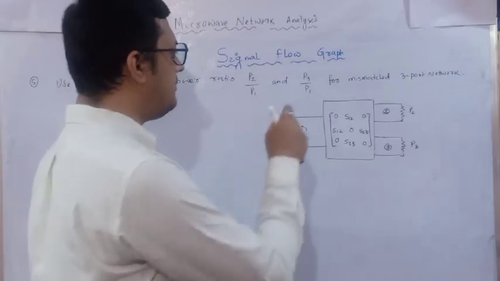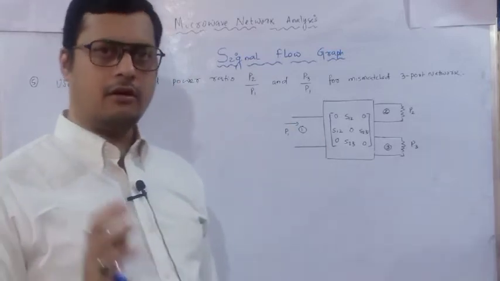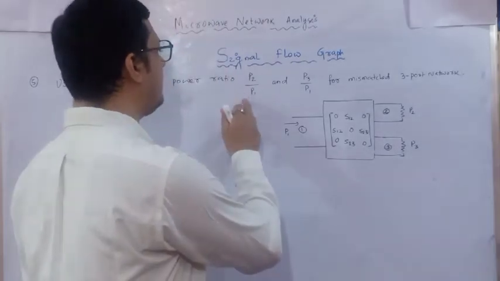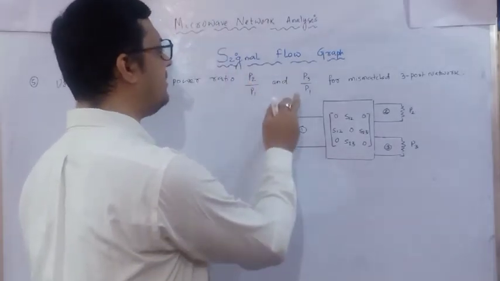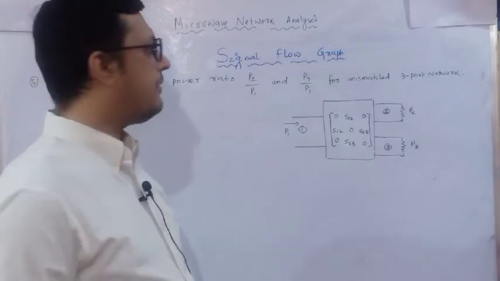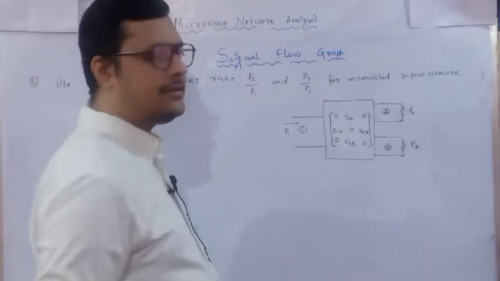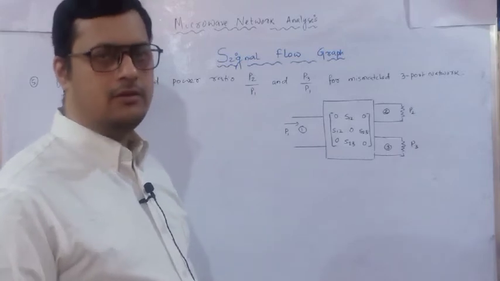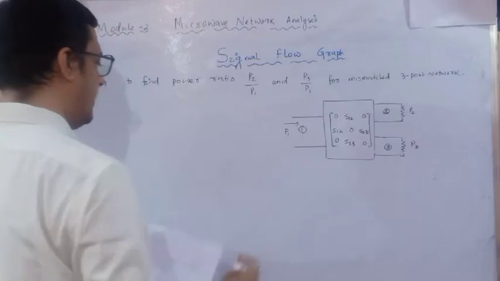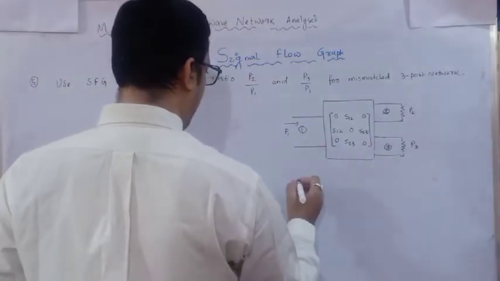Now for this particular network we have to draw the signal flow graph, and then, as per the given question, P2 by P1 and P3 by P1 we have to determine. Now how to determine this? First of all, we should convert this 3-port network into a signal flow graph. So let me draw it. We have port 1.